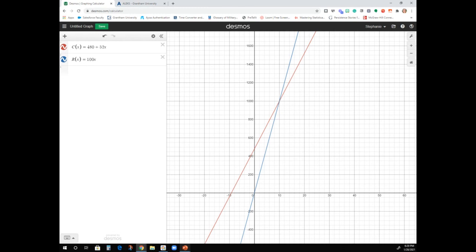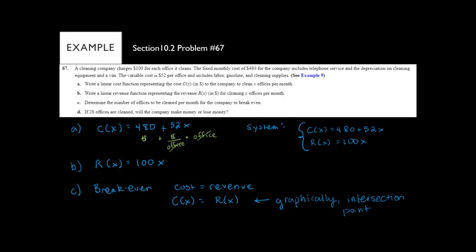So I'm going to just go back to my slide here, and I'm actually going to go on to continued. So our ordered pair appears to be 10, 1000. And we need to know what that means. What does that ordered pair mean? So this is X and Y.